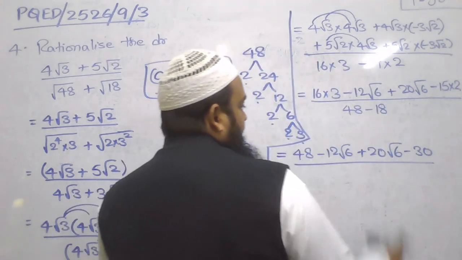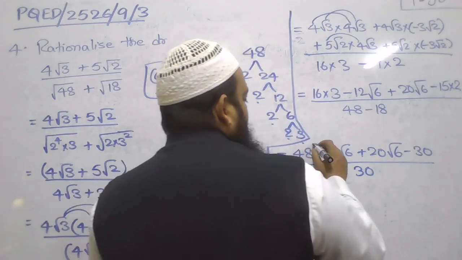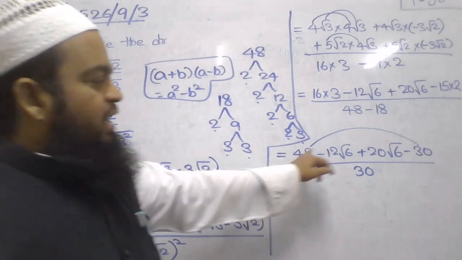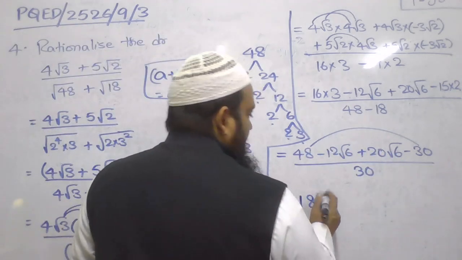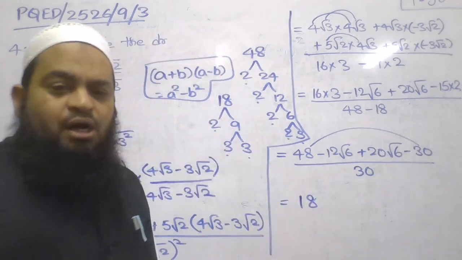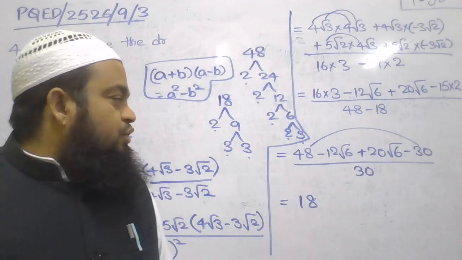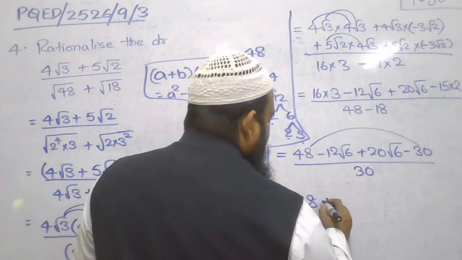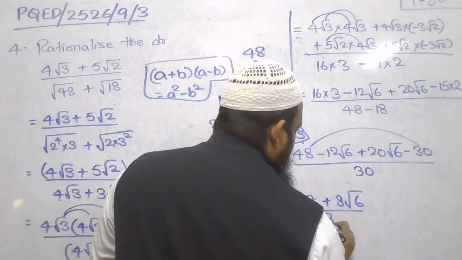If you subtract 48 minus 18, it will be 30. So now there are two whole numbers. So 48 minus 30. 48 minus 30 is 18. And minus 12 root 6 plus 20 root 6. 12 root 6 and 20 root 6 are like terms, right? So therefore 20 minus 12 is 8. So plus 8 root 6 divided by 30.